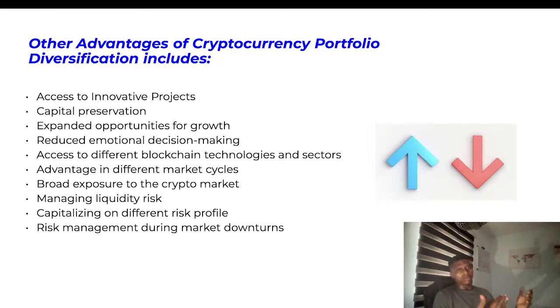Now, risk management during market downturns. Market downturns are inevitable. There are moments where the market goes against one of your trades. By diversifying your portfolio, it helps you to preserve and protect your portfolio from market downturns, which can happen at any time.